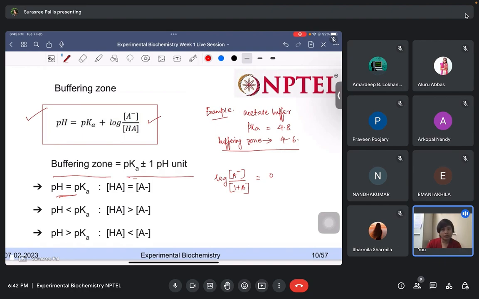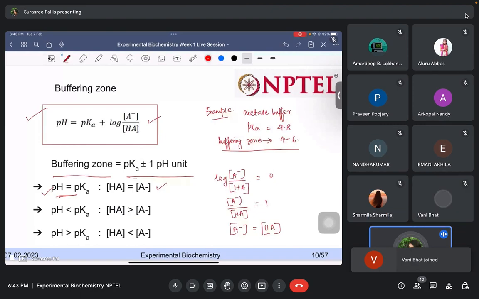So log of A minus concentration divided by HA concentration becomes 0, which means that A minus by HA concentration becomes 1, which also means that the concentration of the conjugate base becomes equal to the concentration of the acid, right? So therefore when pH equals pKa, we can say that the acid concentration will be equal to the concentration of the conjugate base.